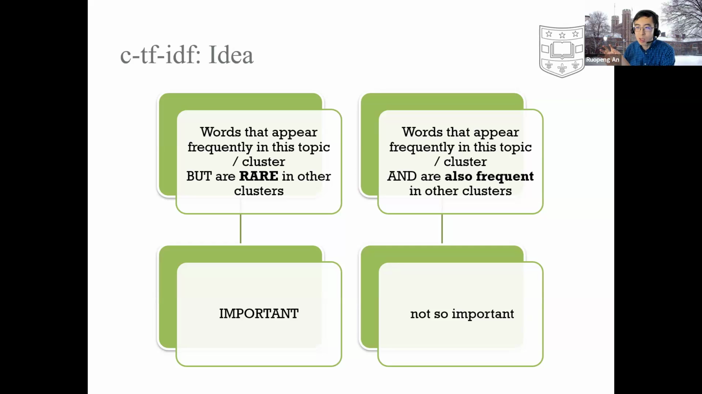Okay, so that is, I would say, a brilliant but also quite classical idea of how we differentiate different documents, how we pay attention to the uniqueness of one specific document compared with the others.